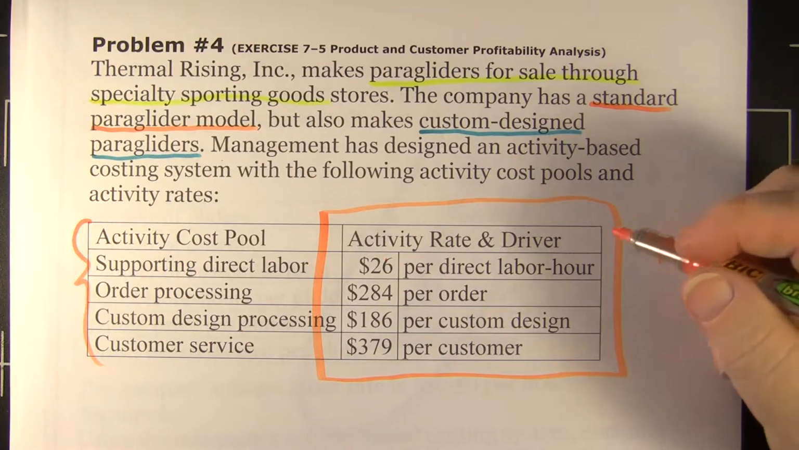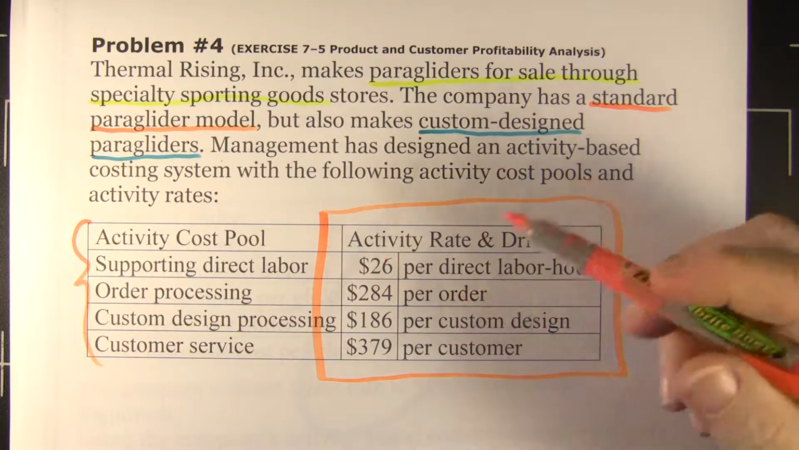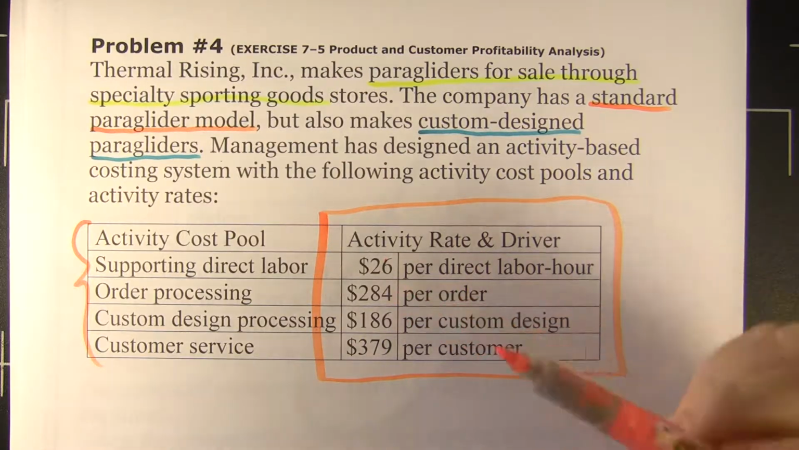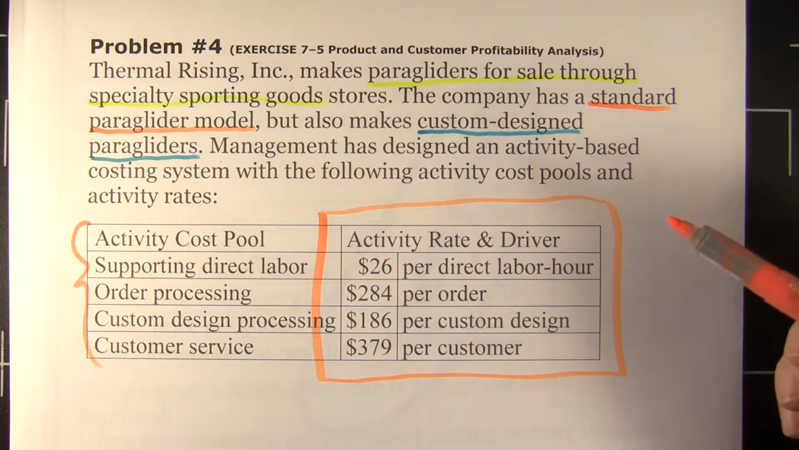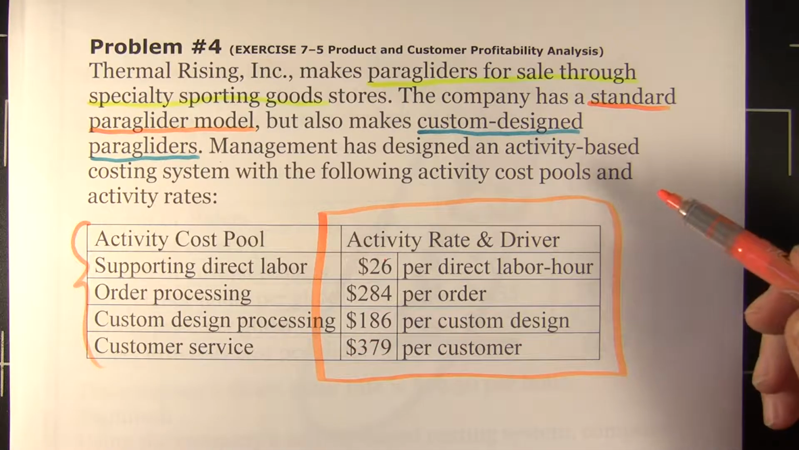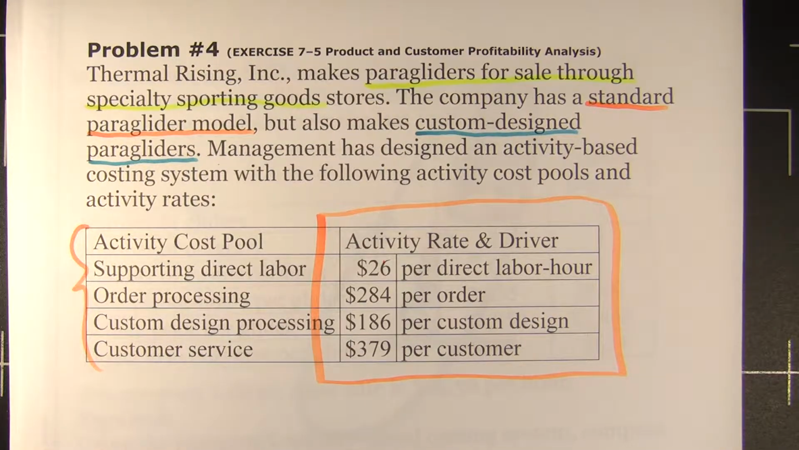So the supporting direct labor cost us $26 per direct hour. Our order processing cost us $284 per order. Our custom design service is $186 per custom design. And our customer service cost us $379 per customer. They've given us that. And because this is not information for the entire company, they're telling us that we want to look at one client.